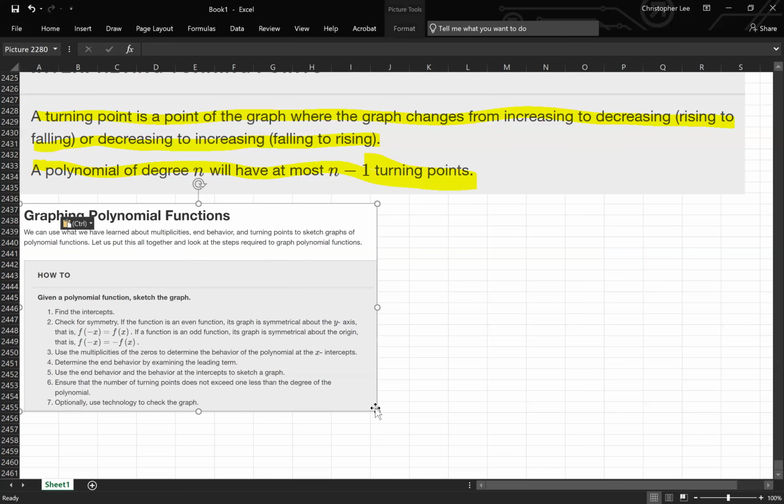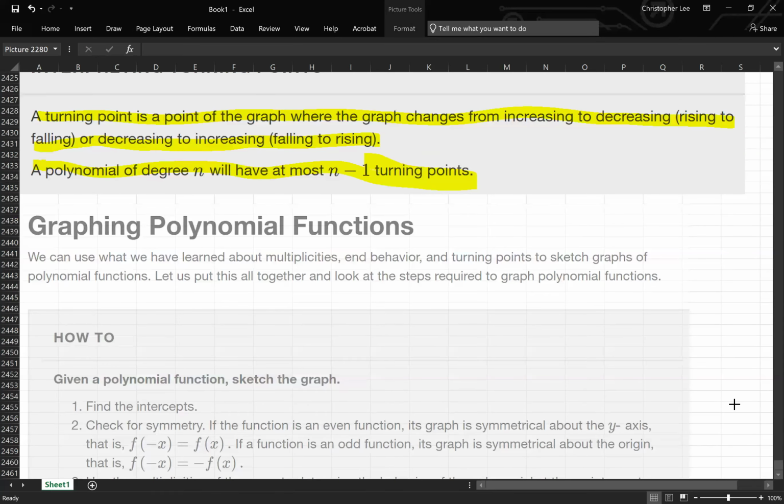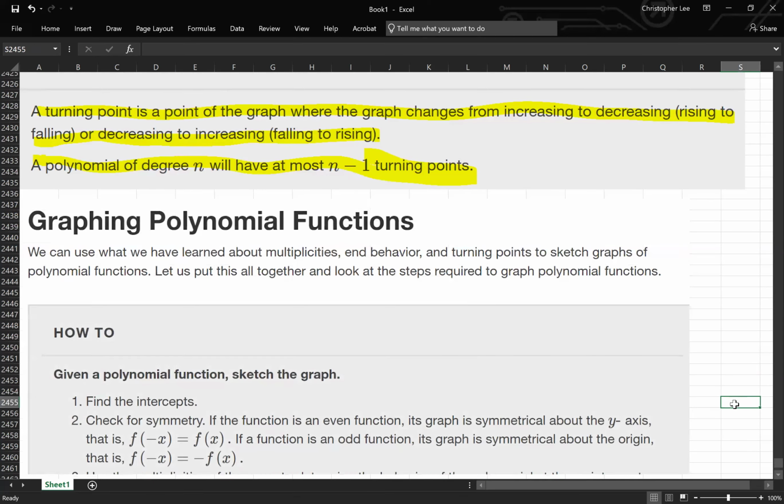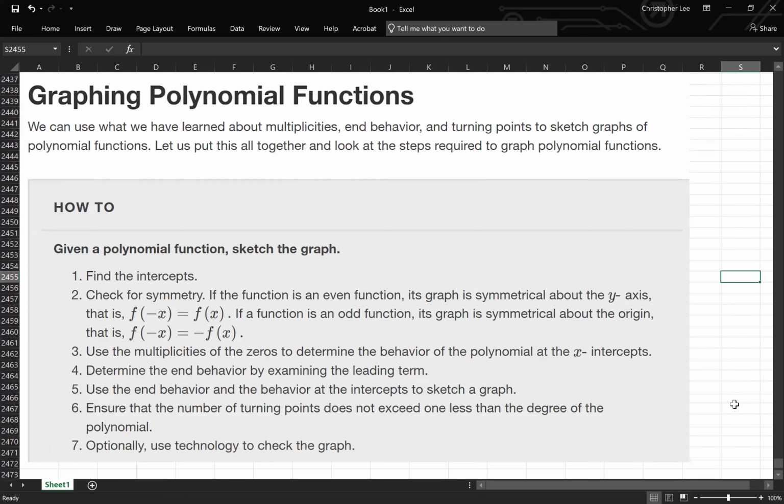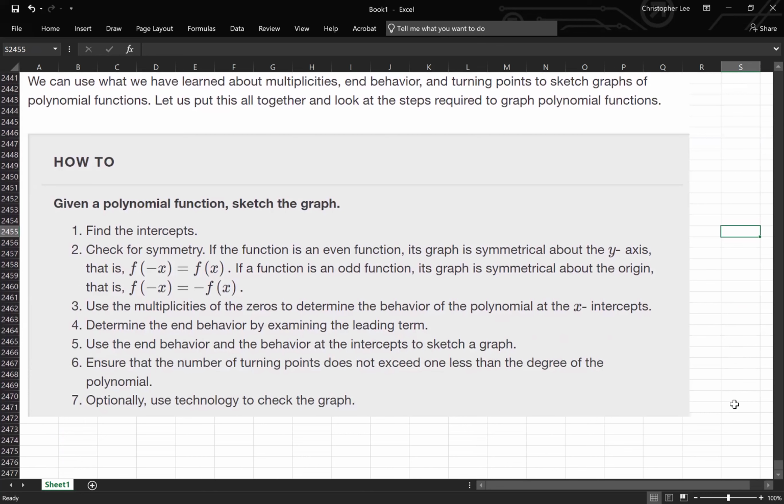All right, last topic. We're going to be graphing polynomial functions. We can use what we've learned about multiplicities, behaviors and turning points to sketch graphs of polynomial functions. So let's put it all together and look at the steps required to graph a polynomial function. Given a polynomial function, we want to sketch the graph. Here's how we do it.